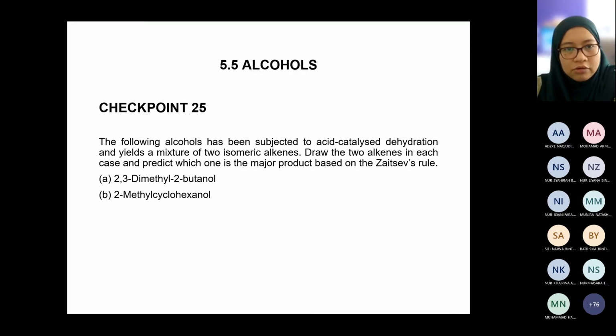Okay, the following alcohol has been subjected to acid catalyzed dehydration and yields a mixture of two isomeric alkenes. Draw the two alkenes in each case and predict which one is the major product based on the Zaitsev rule. Which one do you want to do, A or B?